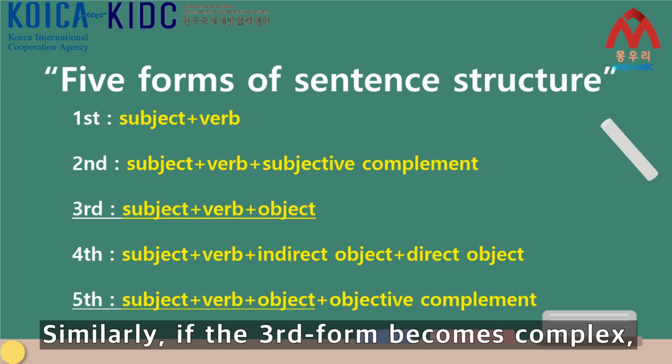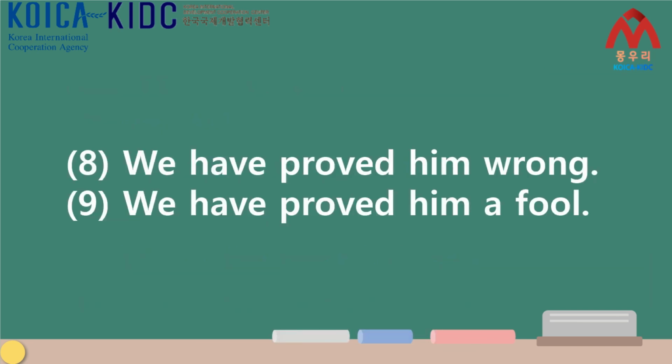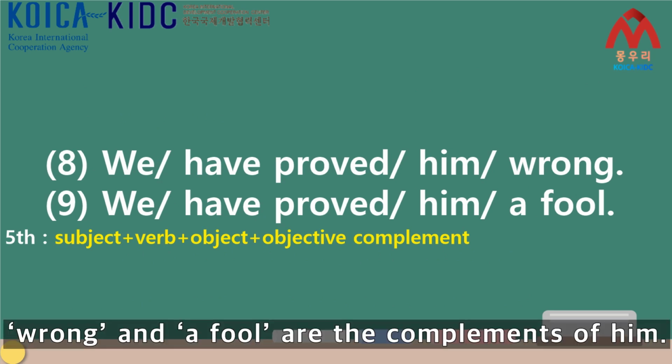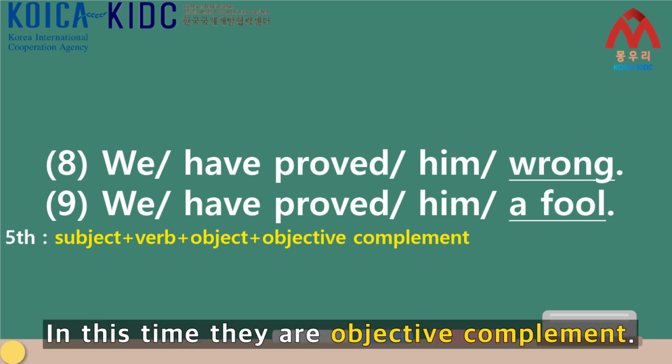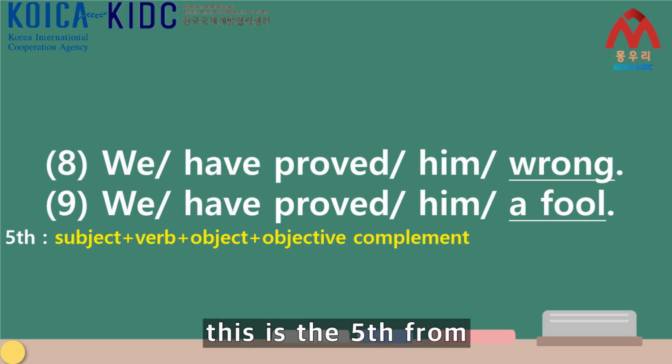Similarly, if the third form becomes complex, it becomes the fifth form. Number 8 and 9. We have proved him wrong. We have proved him a fool. Wrong and a fool are complements of him. In this case, they are objective complements. Subject plus verb plus object plus objective complement. This is the fifth form.